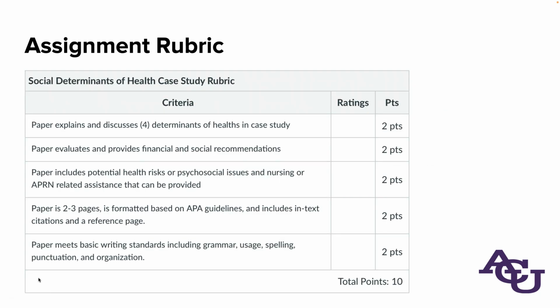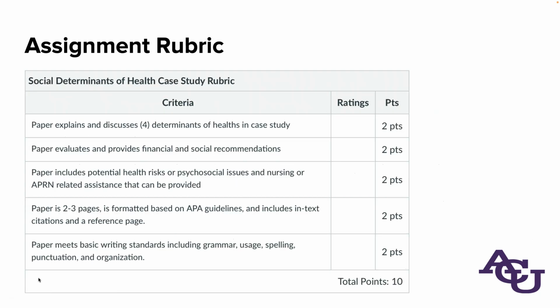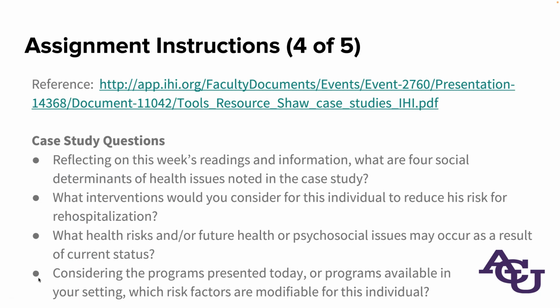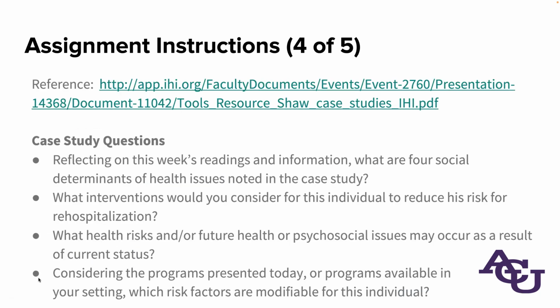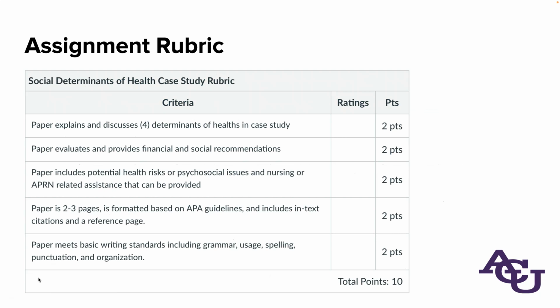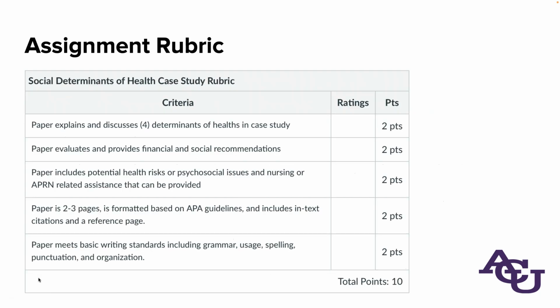And then the third and fourth lines, the third line aligns pretty closely with the third one. And considering what's presented today and what risk factors are modifiable, that does align pretty much with the fourth one. So we have guidance here from the rubric that you should be talking in here about financial and social recommendations, some of which will be in number 2, some of which will be in number 4. Alright, and besides that, a reminder, 2 to 3 pages, APA style, basic writing standards, so make sure to proofread and spell check and grammar check your work.